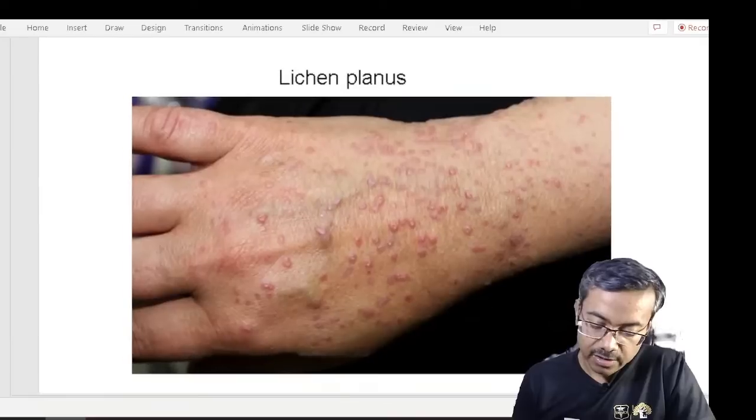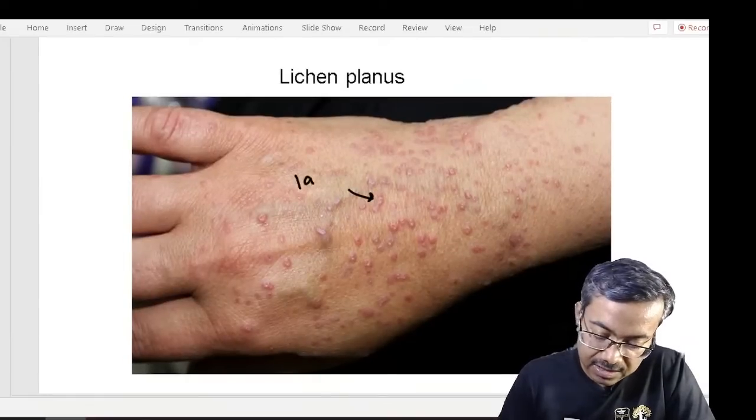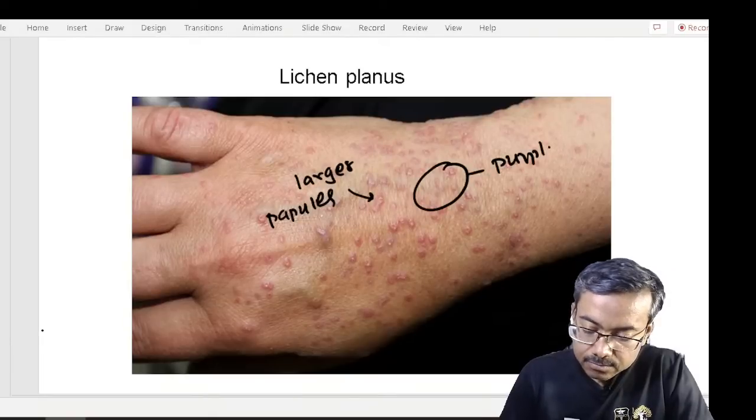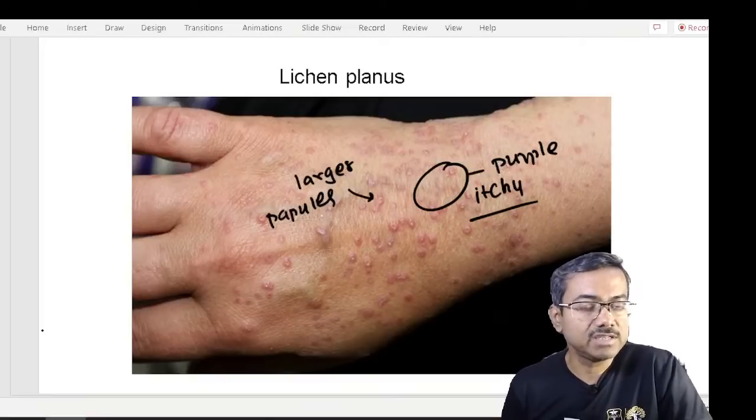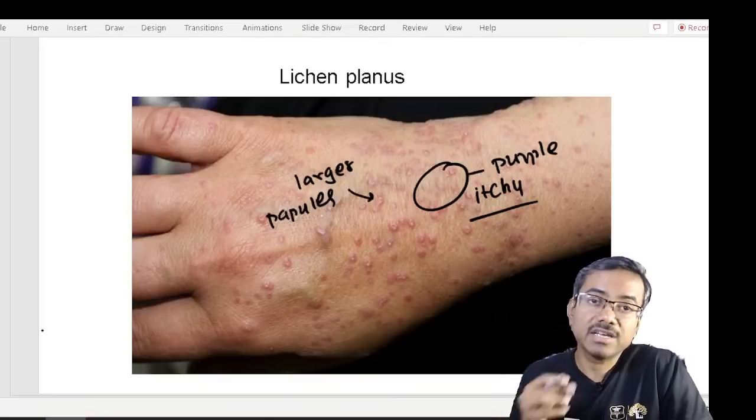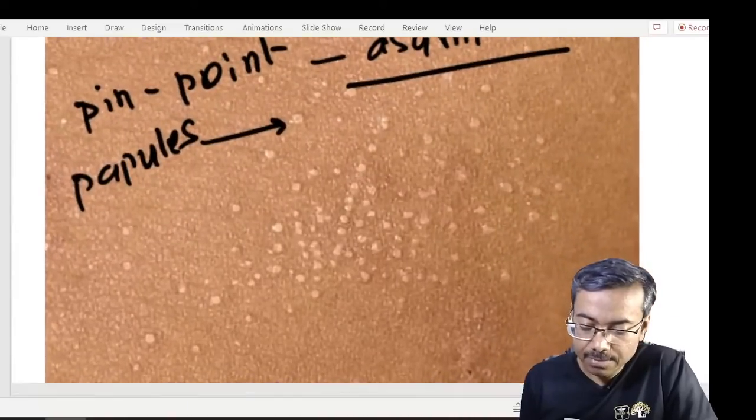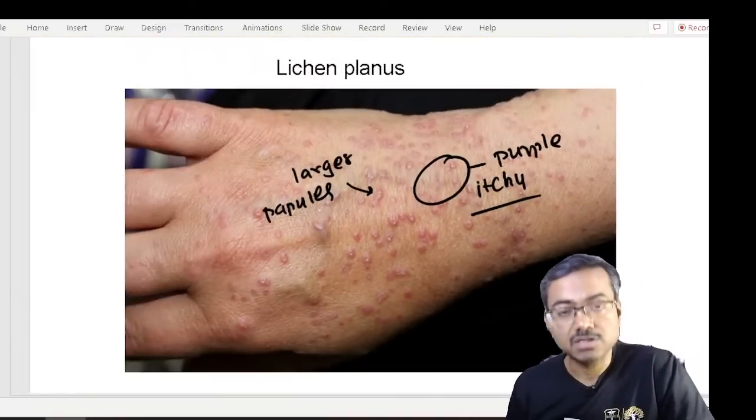Okay, this is just to show you LP. Can you see the difference? It's much larger papules. It's not a pinpoint papule. Plus, it is typically purple. Plus, it will be typically itchy. Okay, it can come on the dorsum of the hand. Nobody says no to that. But it usually has these purplish lesions, not pinpoint. Can you see this was very small and pinpoint? This seems to be much bigger.